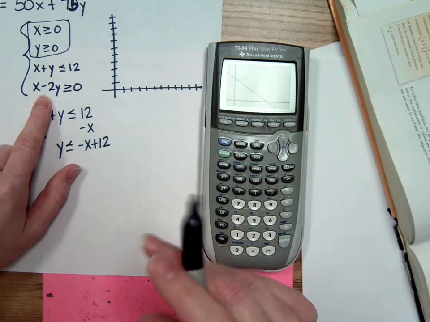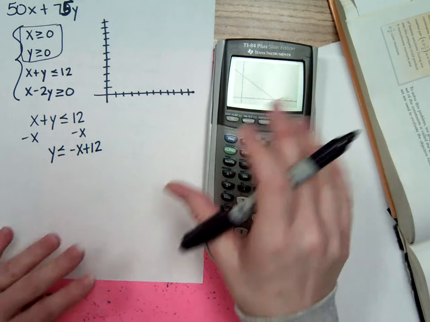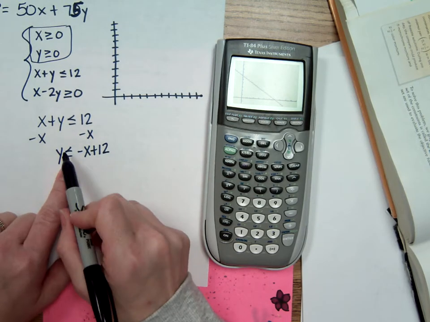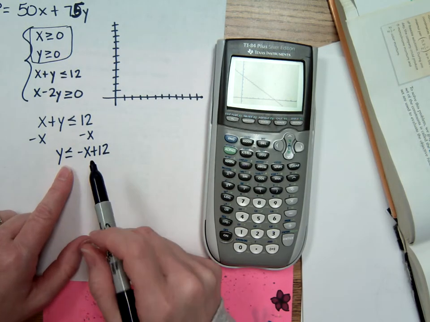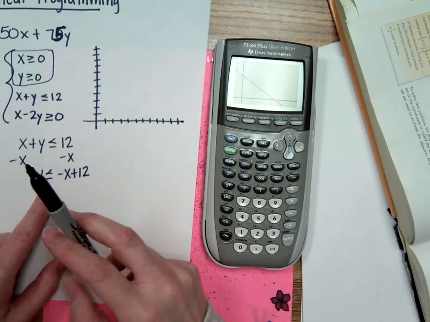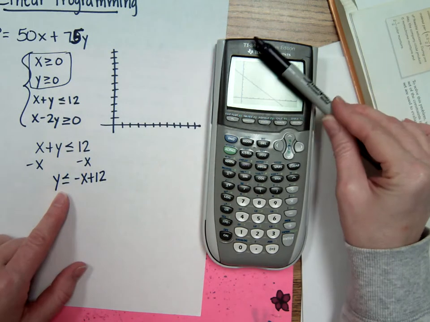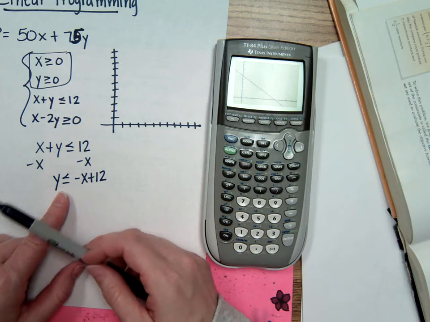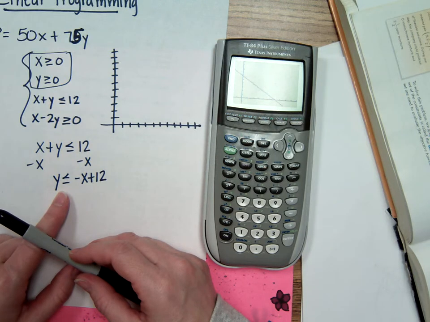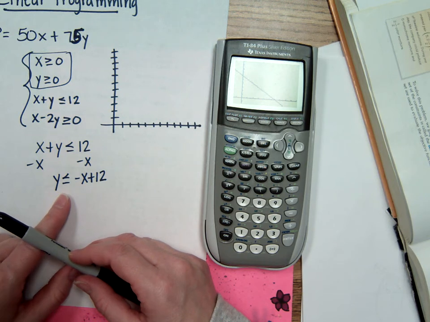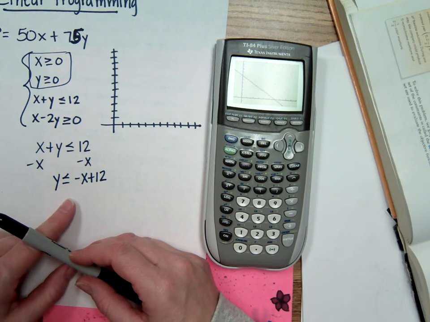Now, let's just think about this for a second. If y has to be less than or equal to negative x plus 12, if I shade this, will it shade above or will it shade below? What points are less than or equal to negative x plus 12? Do you remember how to shade stuff?